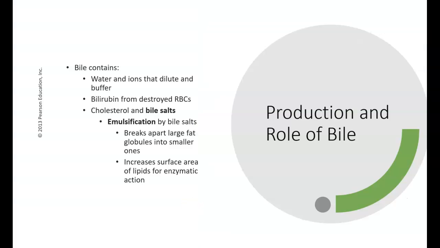Going back to looking at the role and production of bile, bile contains water and ions that dilute and buffer bilirubin from destroyed red blood cells. It also contains cholesterol and bile salt. The purpose of bile is basically to emulsify fat products, or break them down, so that they can be further absorbed by the body. And remember, they don't get absorbed directly into the bloodstream. They have to go through those lacteal structures in the villi.